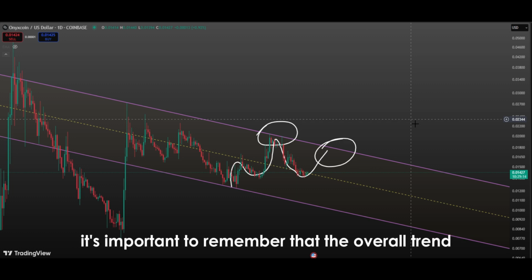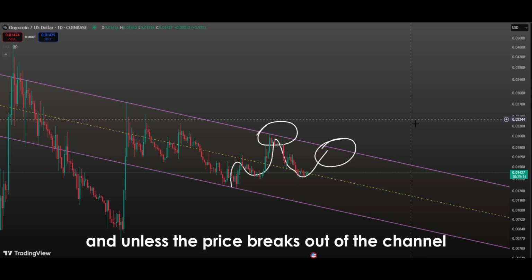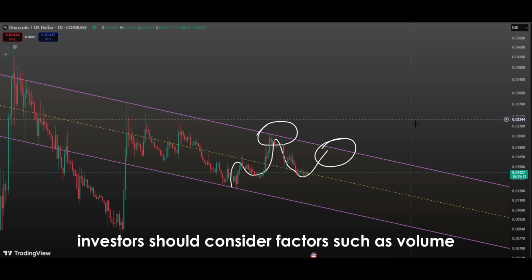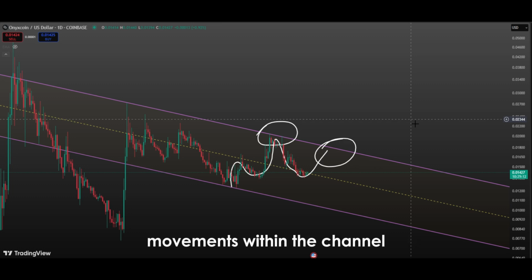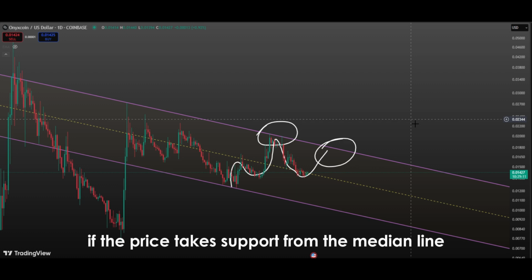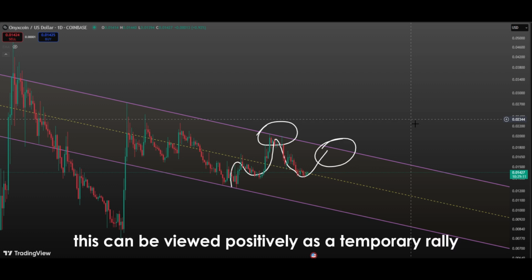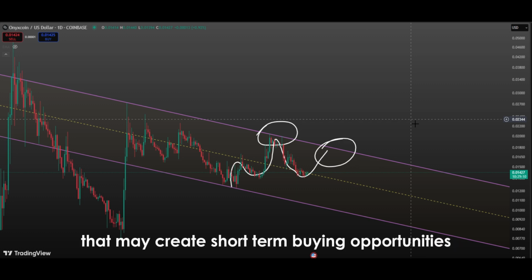However, it's important to remember that the overall trend is still downward, and unless the price breaks out of the channel, the trend has not changed. Investors should consider factors such as volume, momentum, and other technical indicators when monitoring the price's movements within the channel. If the price takes support from the median line and rises to the upper band, this can be viewed positively, as a temporary rally that may create short-term buying opportunities.